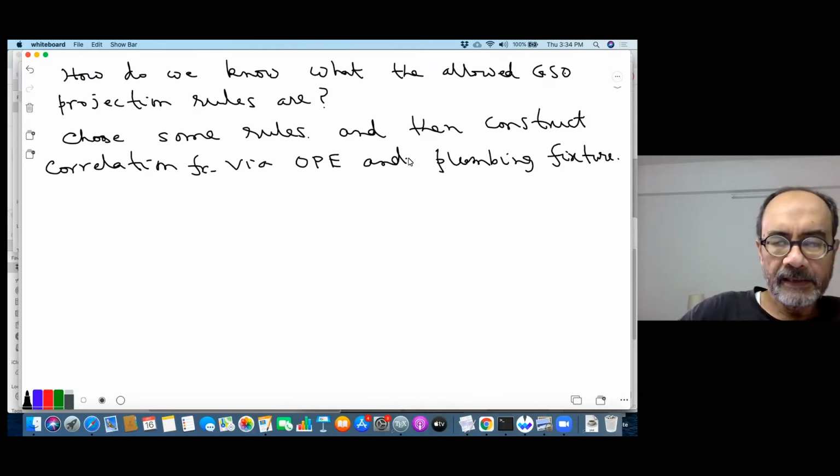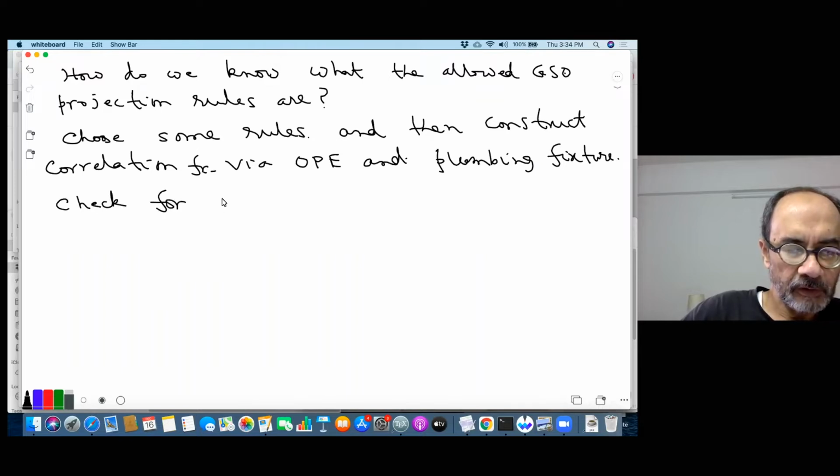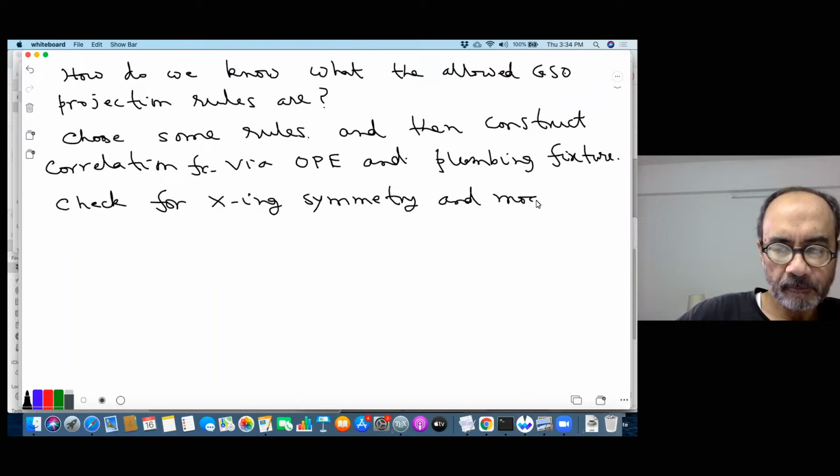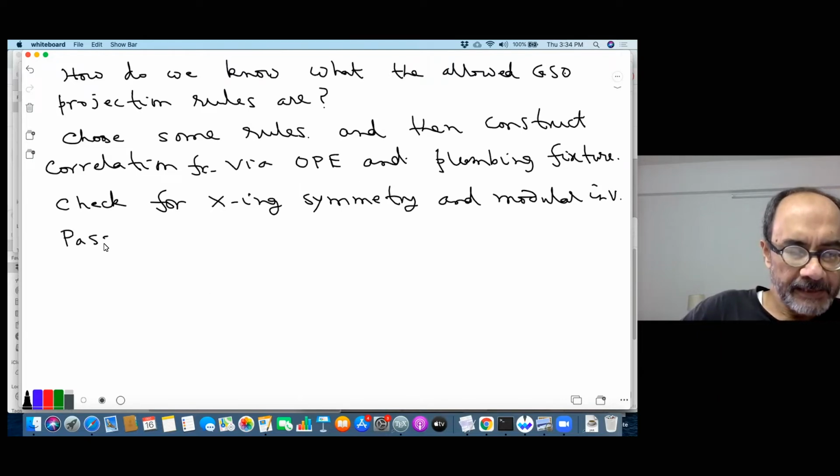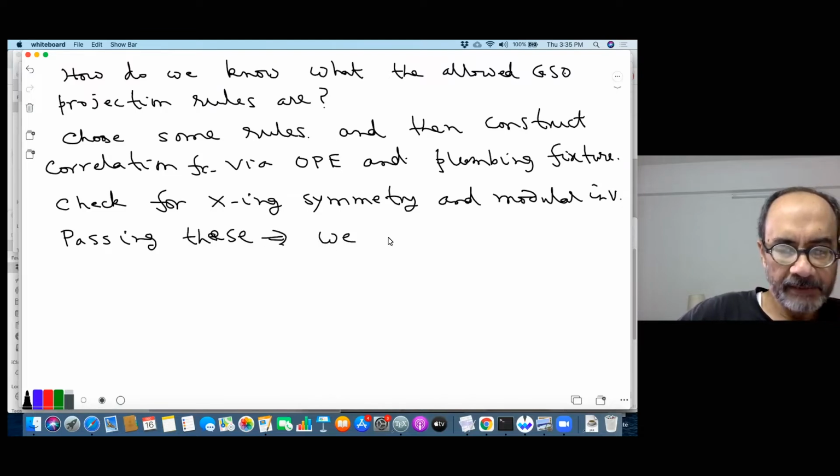So once you have done this, you have constructed a correlation function, then we can check for crossing symmetry and modular invariance. Now, if we pass these tests, this implies that we have a good CFT.